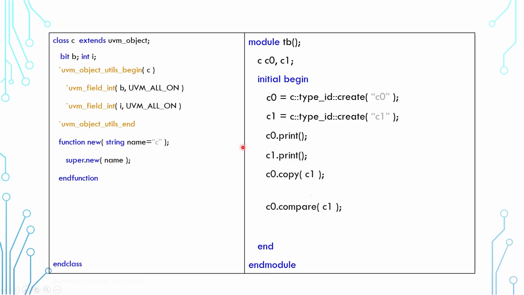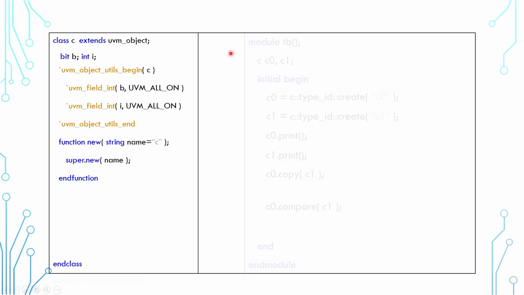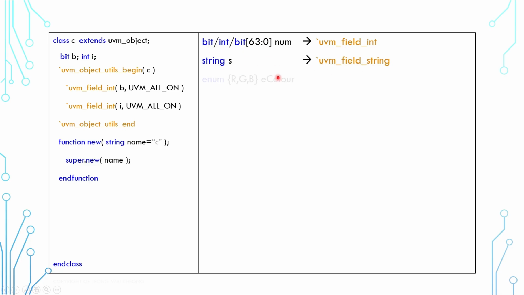Now let's go deeper into this mechanism. And there are two parts, the macros and the flag. First, the macro. And this is UVM field int. The int here means integral, it doesn't mean integer. So basically, if you have any number types, you should be using this UVM field int. If we have a string variable, then we should be using UVM field string. And if we have an enum, then we should be using UVM field enum. And if we have a class handle, then we should be using UVM field object.